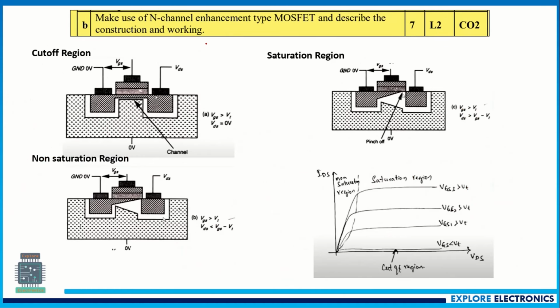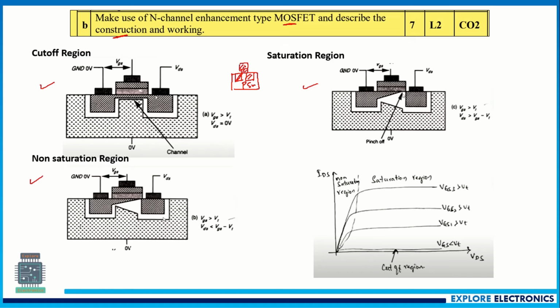And then coming to the next question, it is on N-channel enhancement type MOSFET. So these are the 3 regions of MOSFET operation. First, you need to explain here the construction. How it is constructed means we will be having a P substrate. Within the P substrate, there are 2 N regions connected. Above that, there will be an SiO2 layer.